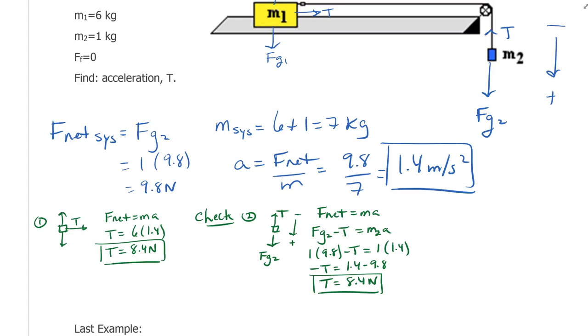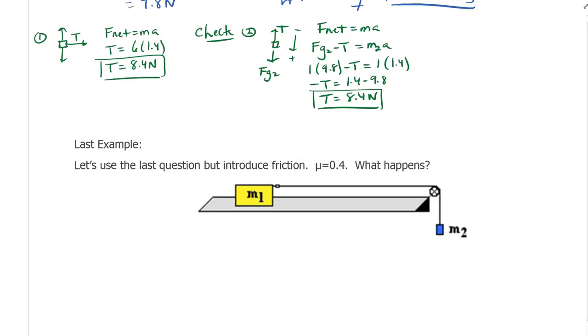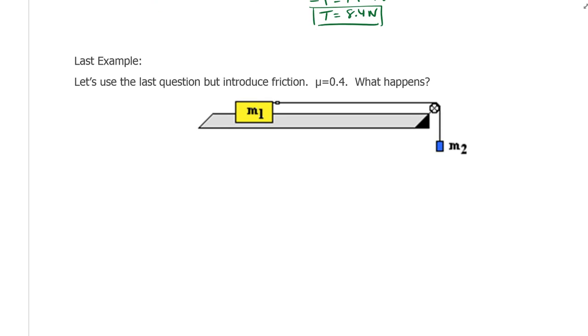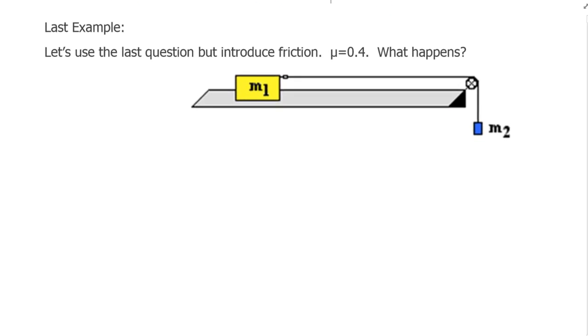For our last example, we're going to introduce a little bit of friction. Let's use this last question, but introduce friction. We're going to say mu is equal to 0.4. What happens? Well, the first thing is when we look at this, we have tension to the right. We have this Fg1 downwards. And we have the normal force upwards.